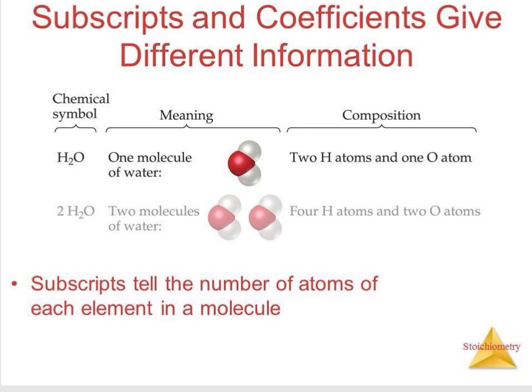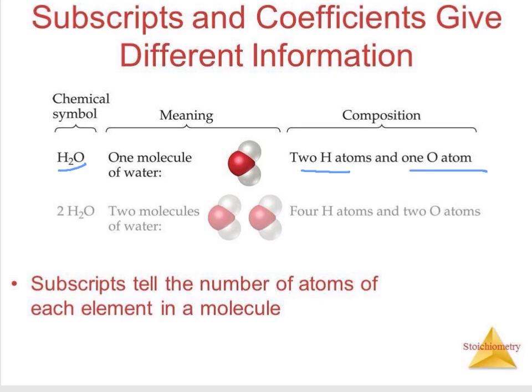Subscripts and coefficients give different information. Subscripts tell the number of atoms of each element in a molecule. For example, given the chemical formula H2O, this means that we have one molecule of water. The subscripts also tell us the composition of the chemical formula of H2O. This means that H2O has 2 atoms of hydrogen and only 1 atom of oxygen.